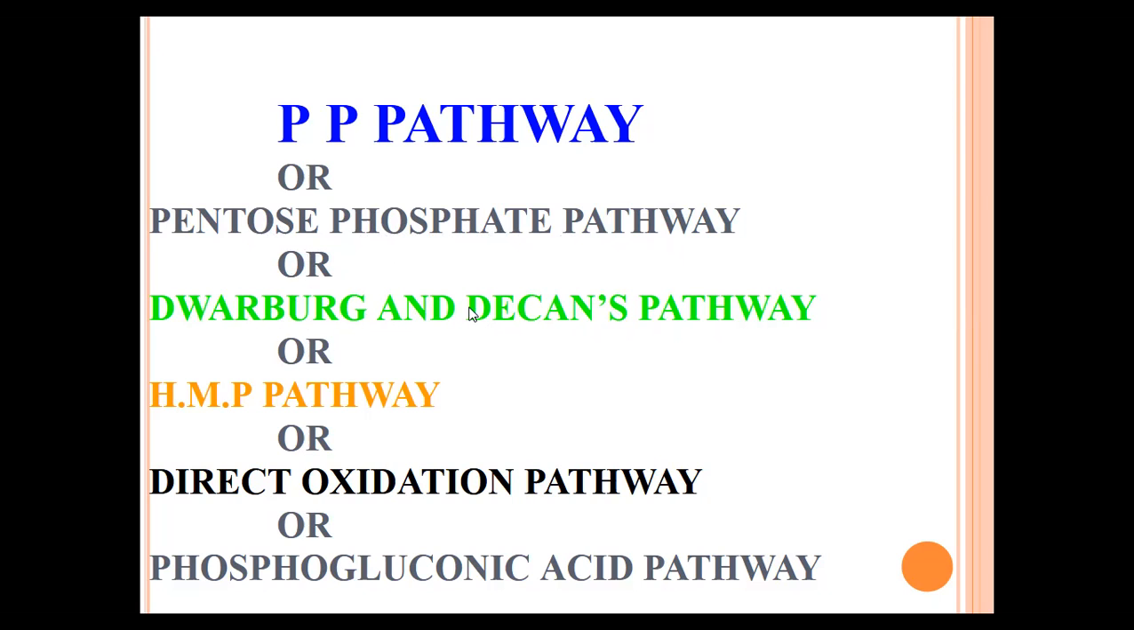The Warburg and Dickens pathway utilizes one hexose or glucose molecule. So this pathway is also called hexose monophosphate pathway. One glucose or one hexose is utilized in this pathway. The hexose monophosphate pathway contains direct oxidation reactions. So this pathway is also called direct oxidation pathway.